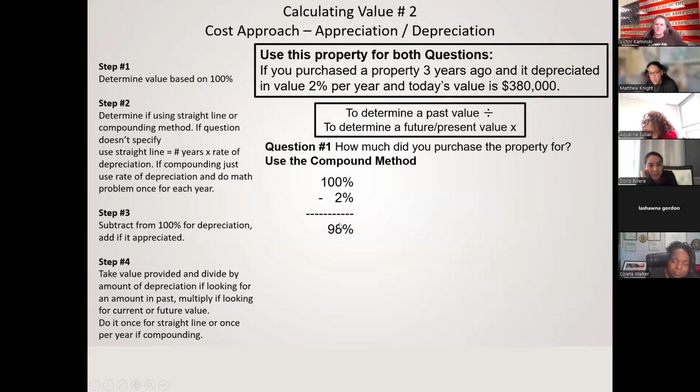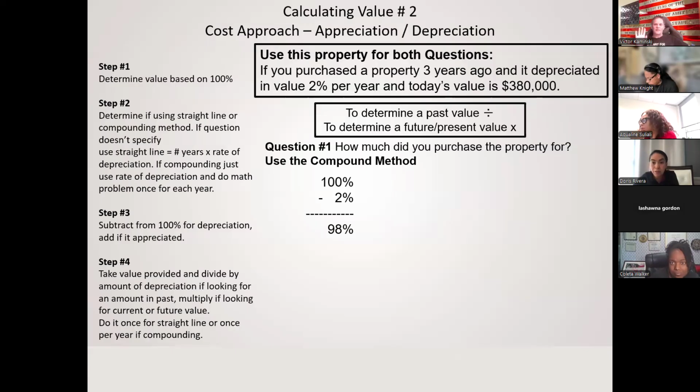And now we're going to do the math problem once for each year. So what's the math problem? What numbers do we do? What numbers do I got to put here on the right? 380,000. Okay. It's depreciating, so you divide by 0.98.